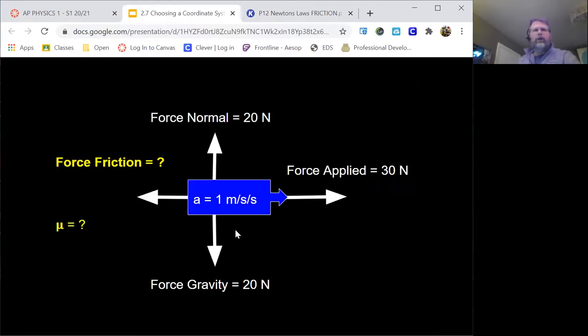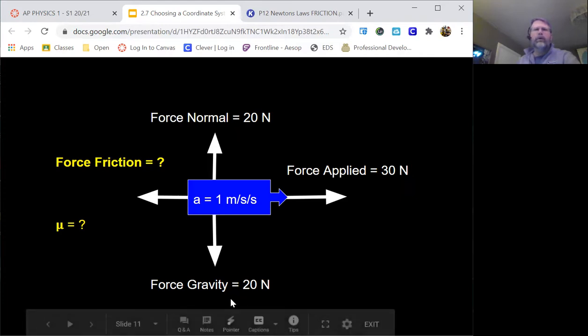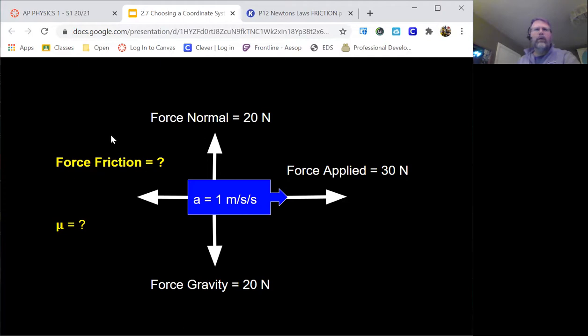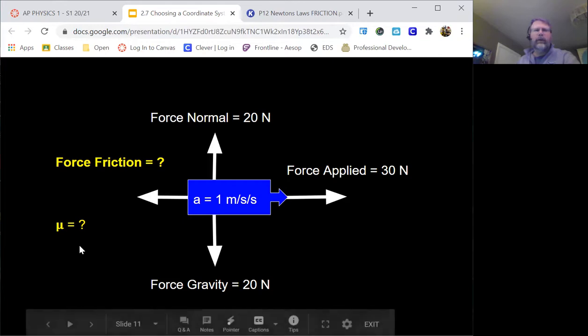Okay, so the first question I asked was, let's say we have an object sitting on a horizontal surface. There's a horizontal force being applied. You have the normal force equal and opposite to the force of gravity. We ultimately want to find mu, the coefficient of friction. In order to do that, we need the force of friction. And side note, we're going to have to know mass to solve for these. So the question is, how do we do that?